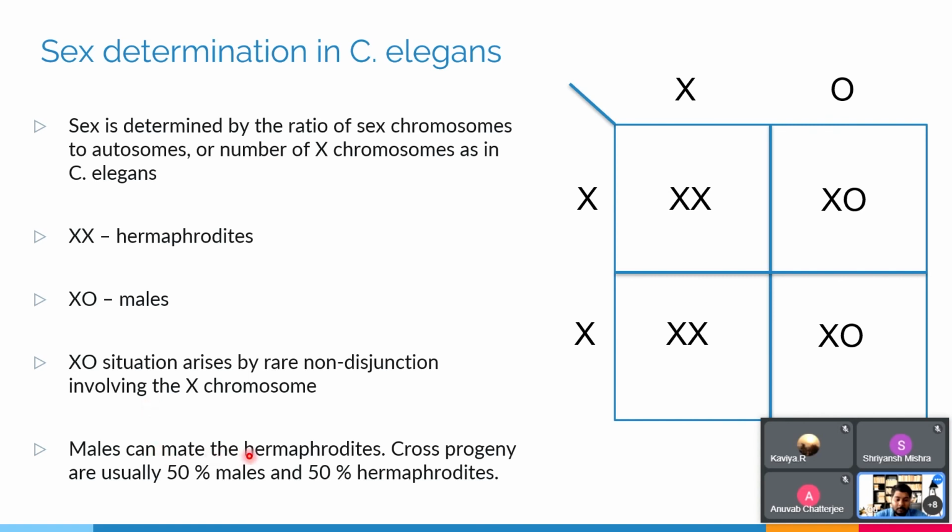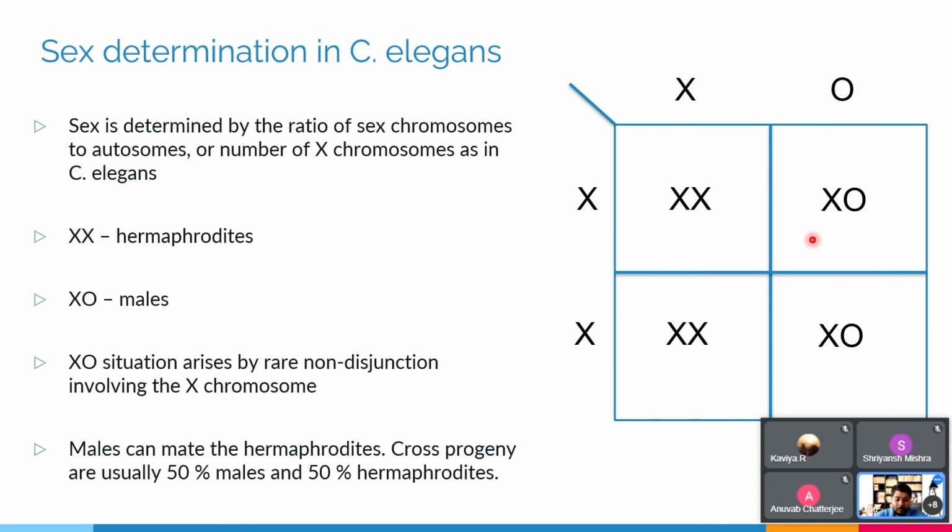And males can mate with hermaphrodites, and this cross progeny are usually 50% males and 50% hermaphrodites. So this can be easily described with the Punnett square that is drawn here. So male has an X chromosome and nothing, so a O, and hermaphrodites have 2X. When we mate them, we have two progenies with XX. So these two are hermaphrodites, and two progenies with XO. So these two are males. So irrespective of what we do, whenever a hermaphrodite mates with a male, it will create 50% progeny that are male and 50% of the progeny will be hermaphrodites.